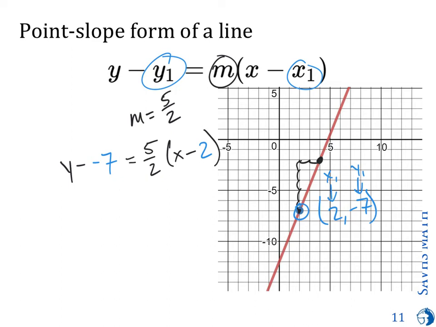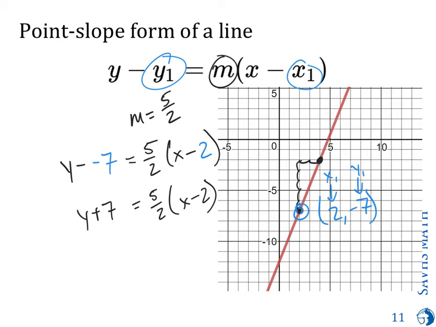Now I want to put this into slope-intercept form in a second. This is point-slope form. I could also write this as y plus 7 equals 5 halves times x minus 2. This should be review. We should have seen this before. If you're just like, oh man, I barely even remember any of this, you got to email me right away because we got to get this figured out.